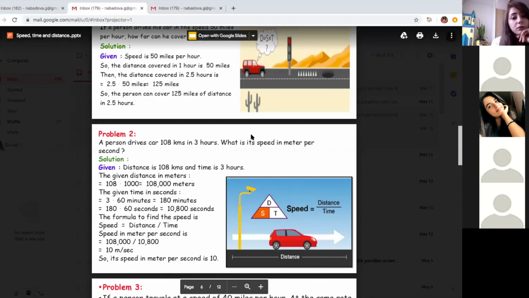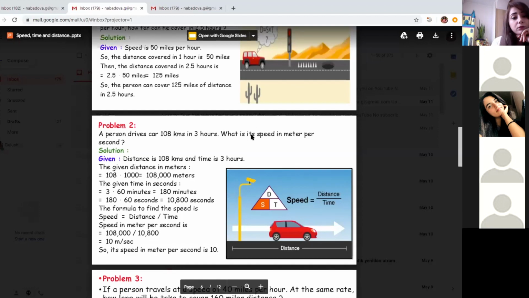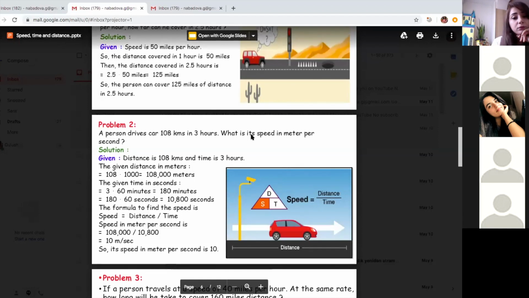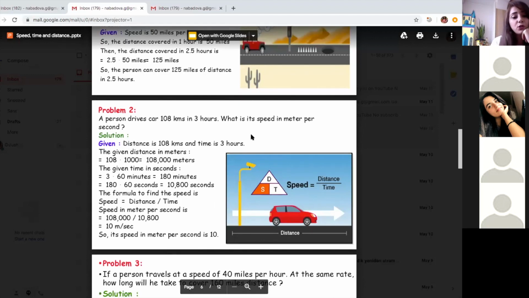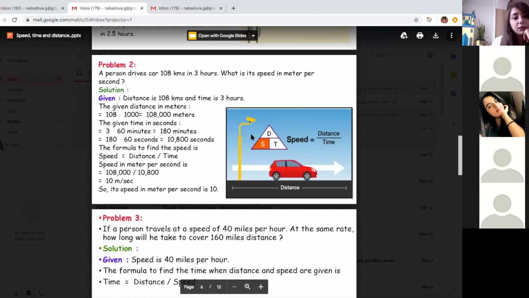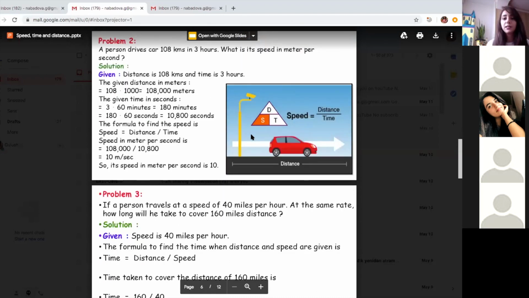In this problem, we find speed. We first convert kilometers to meters and hours to seconds. Then we solve the problem with the formula of speed. Speed is equal to distance over time. Great. Next page. Problem 2. Yes. Continue, please.